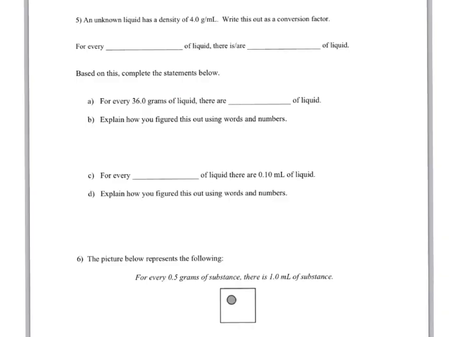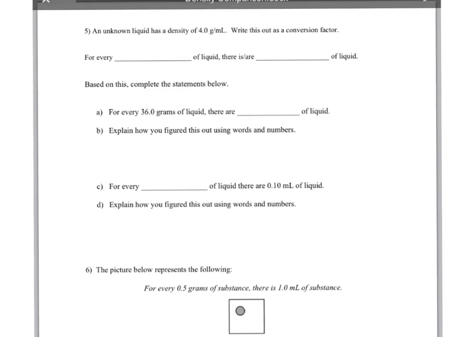And the last page here, an unknown liquid has a density of 4 grams per milliliter. So we could say for every 4 grams, there is 1 milliliter. So based on this, if we want 36 grams, that's 9 times as big, which means we want 9 times as many milliliters, which means we have 9 milliliters.